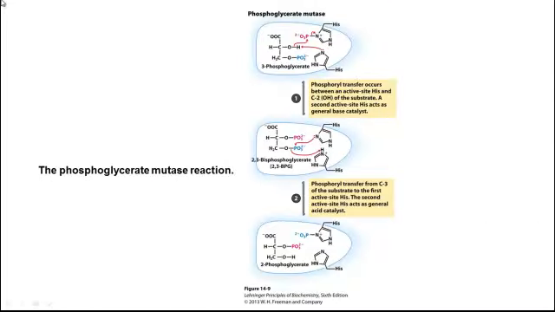As the first step, the histidine residue which is present at the active site of the enzyme gets phosphorylated itself by the addition of a phosphoryl group, and now this phosphorylated enzyme reacts with the hydroxyl group of carbon number 2 and transfers its phosphoryl group to this position, and in this way it forms an intermediate which is known as 2,3-bisphosphoglycerate.